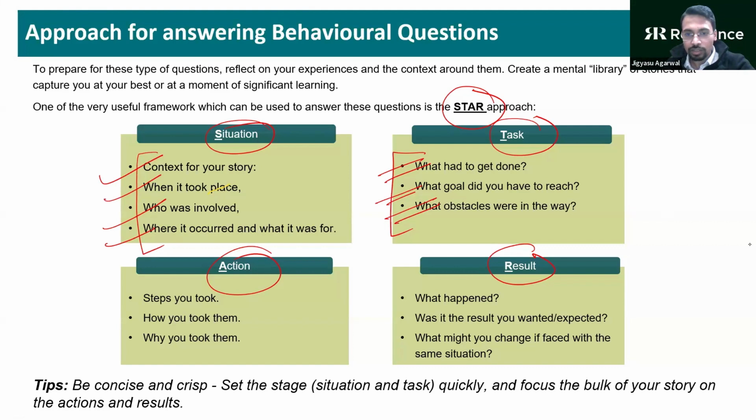Sorry. So the task: what was to be done? What goals did you have to reach? And what were the obstacles in the way? Then actions. Here, action is the very important part. What you exactly did, how you did that, why you did only that, and what was the result out of it.